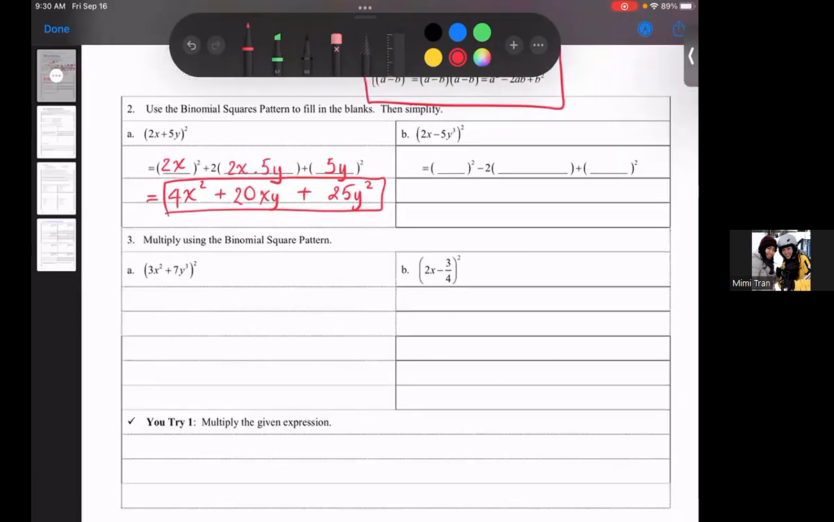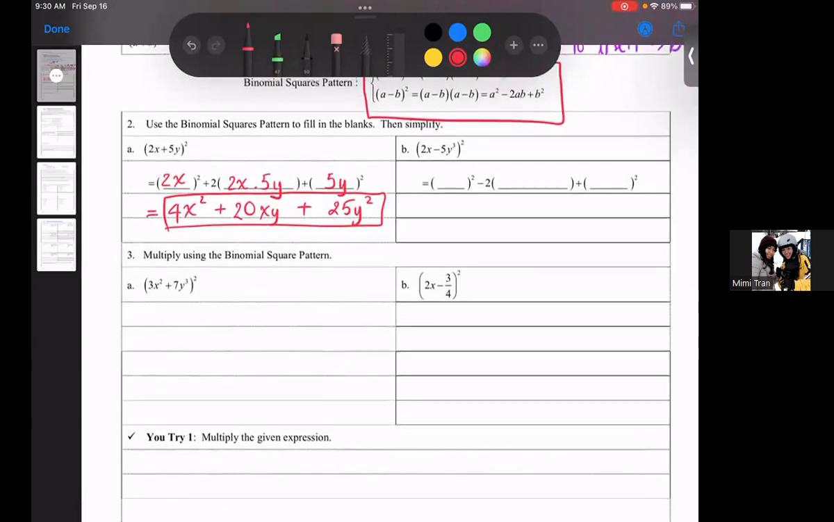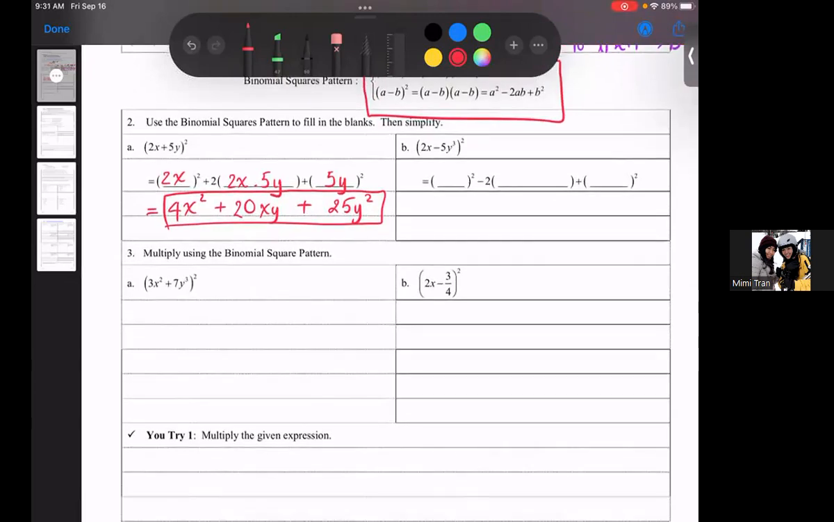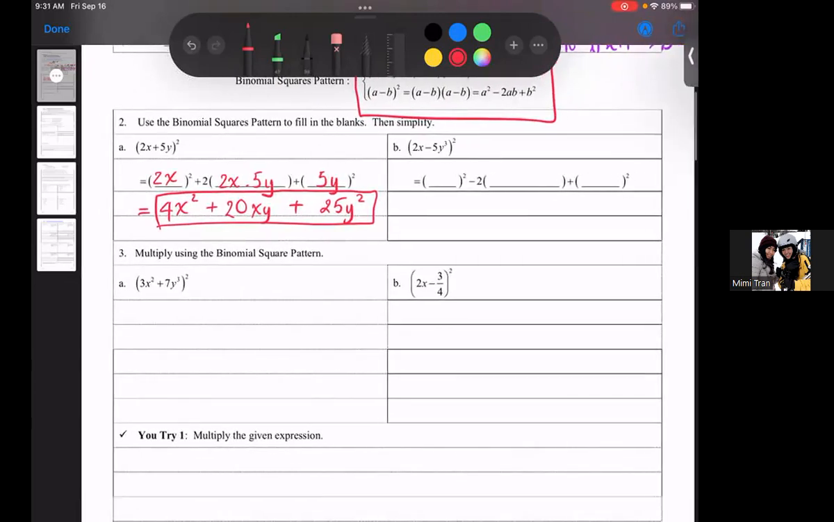It's all team effort. Okay, so I want you to try number B on your own. See how you do. And then we do 3, A and B together.